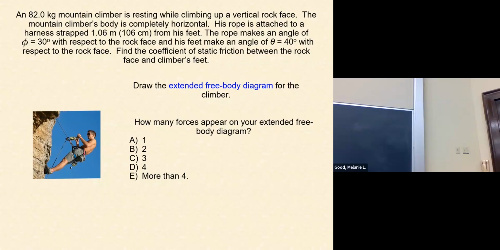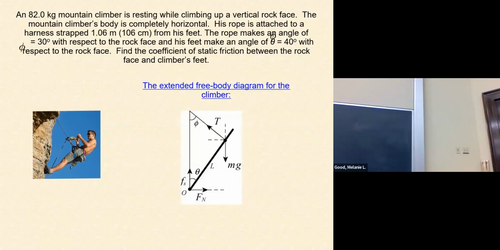So the rope is providing tension. The earth is exerting the force of gravity on the climber. The rock face is exerting a normal force perpendicular to this rock face. And what's preventing the guy's feet from sliding downward? Static friction, right? Otherwise, if you had slippery shoes on, which wouldn't be a great idea, then static friction wouldn't be strong enough and your feet would slide.